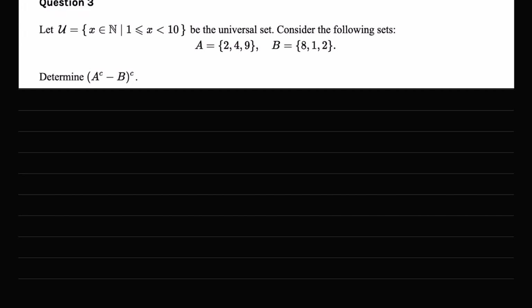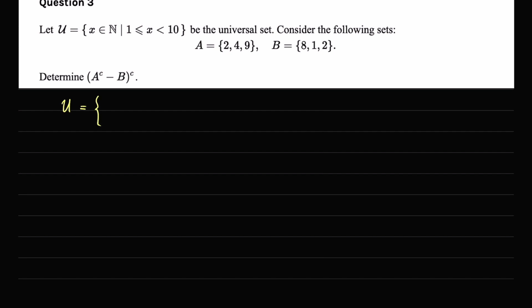Question number 3. Let U be the set of all x in the set of natural numbers such that 1 is less than or equal to x less than 10, be the universal set. Consider the following sets. Determine this set.